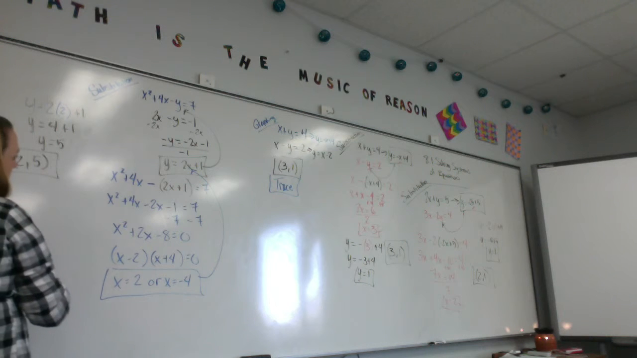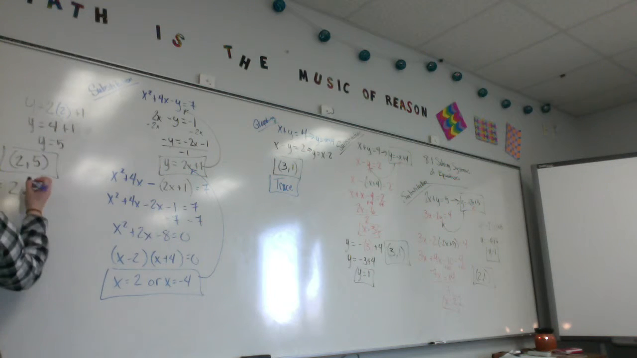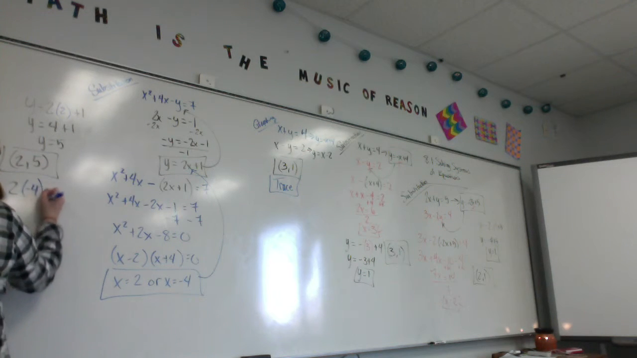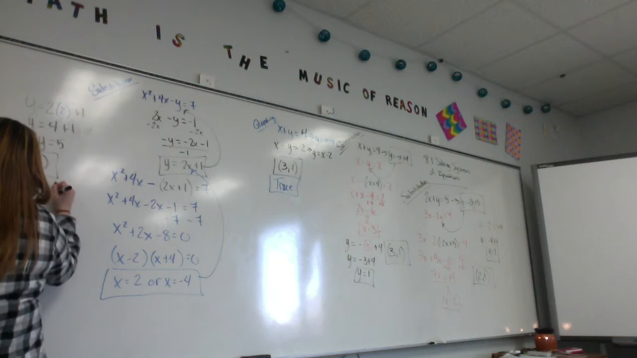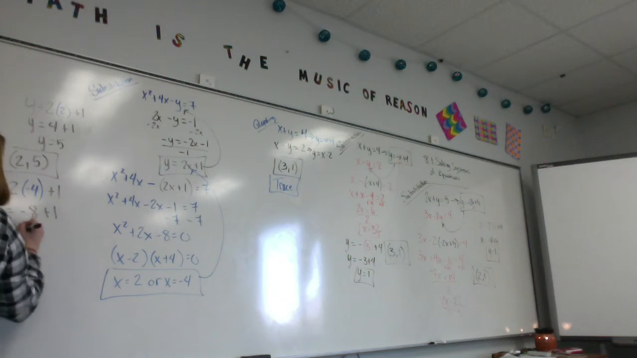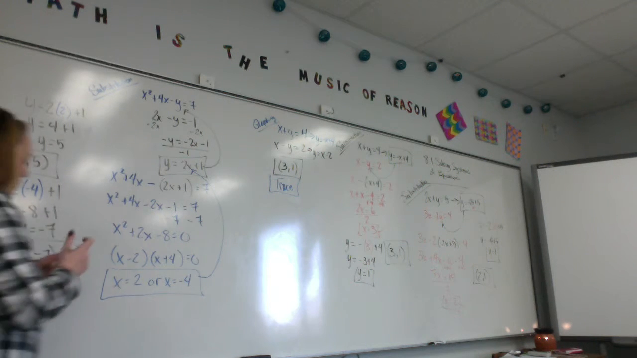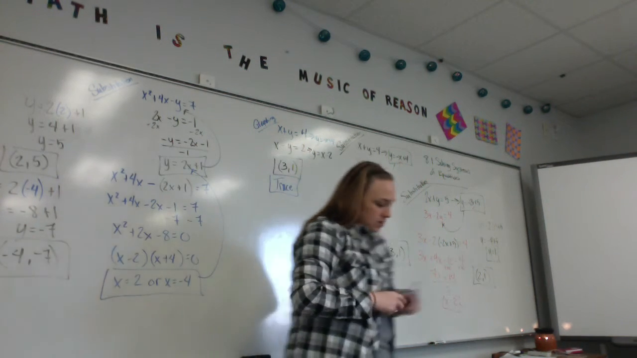Okay. Then I'm going to plug it in when it's negative 4, and I'm going to say y equals 2 times negative 4 plus 1, which gives me y equals negative 8 plus 1, y equals negative 7. So I get (negative 4, negative 7) as a solution. Okay, I have (2, 5) and (negative 4, negative 7) as solutions.